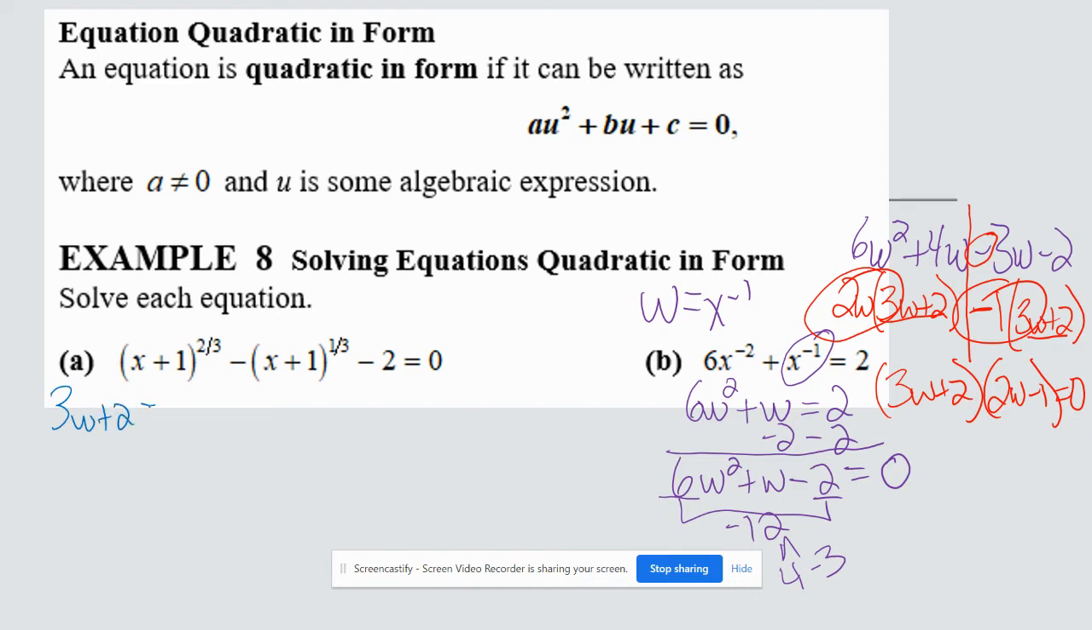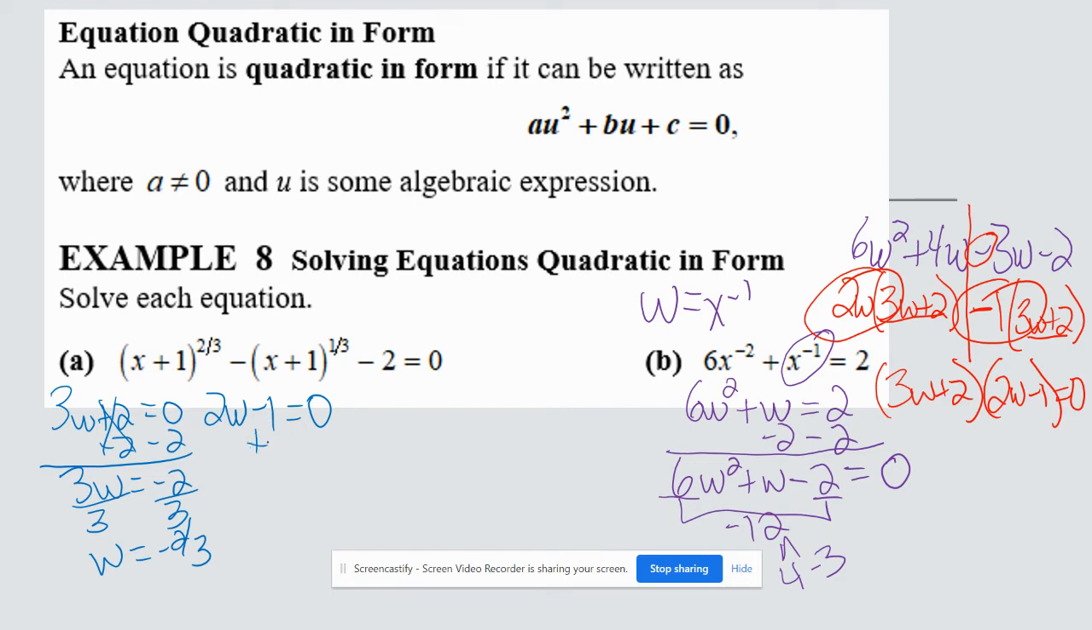3w plus 2 is equal to 0. 2w minus 1 is equal to 0. Solving, we subtract 2 from each side. 3w is -2. Divide by 3. And w is -2/3.